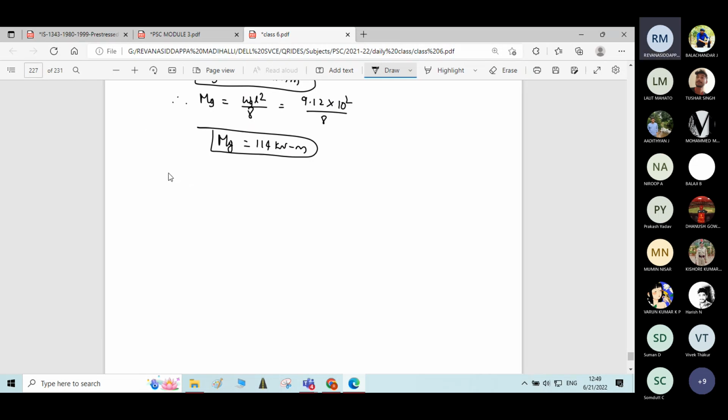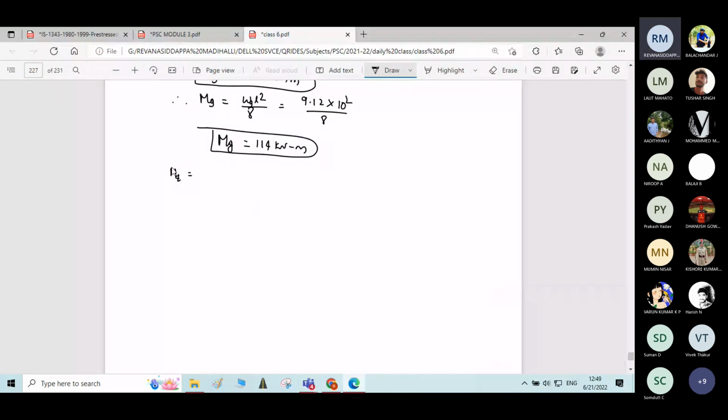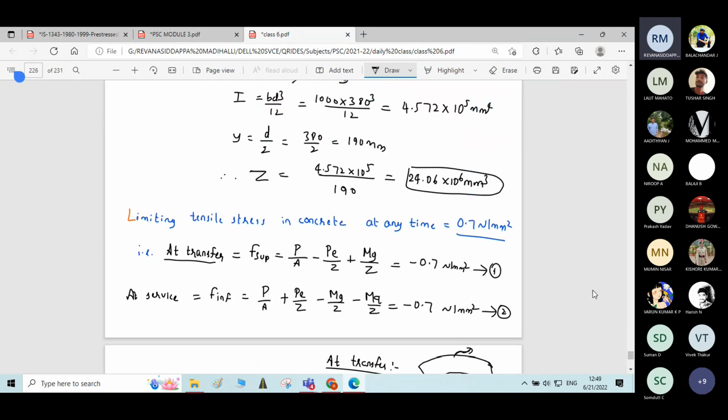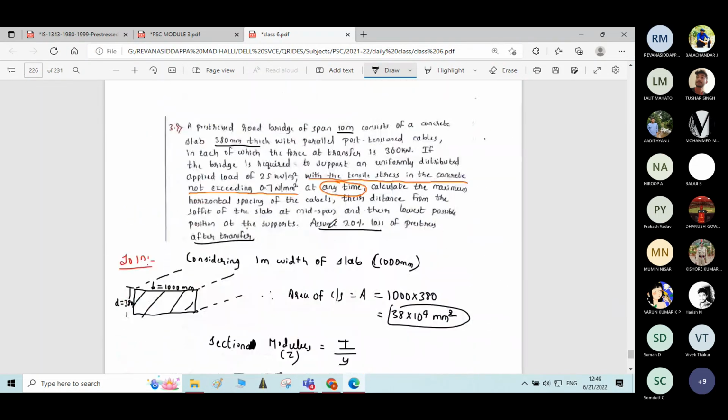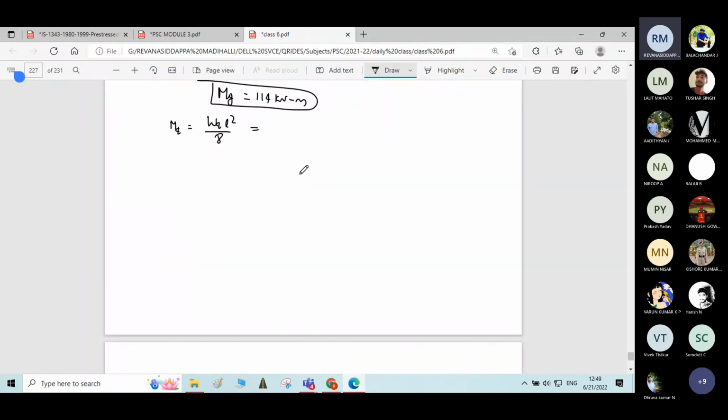Then live load moment. You can calculate now. Mq is equal to same formula, WqL square by 8. Live load on the slab is given. How much is it given? 25 kilonewton per meter square. So per meter area, the live load given is 25 kilonewton per meter square. We are designing for 1 meter length of the span, 1 meter width of the slab.